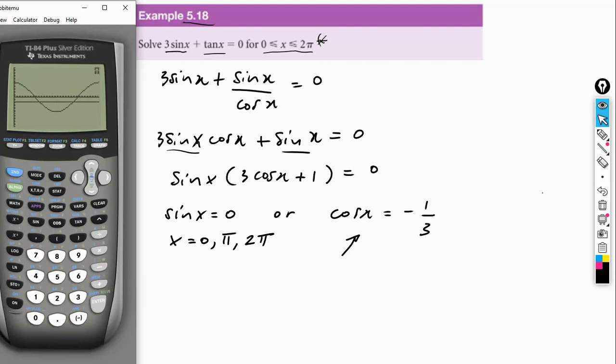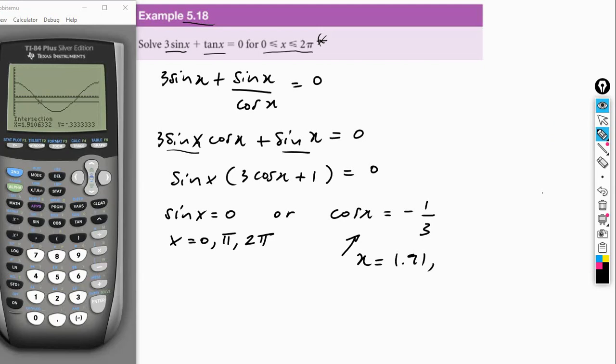We go second, calculate, and number 5, intersect. First curve, let's get close to that first intersect. First curve, second curve, guess. And there is our first solution. So let's write that down. We have that for here, x is equal to 1.91 to 3 significant figures.